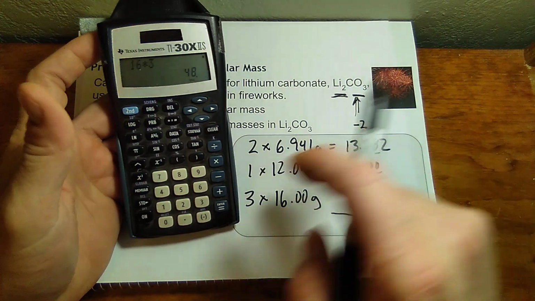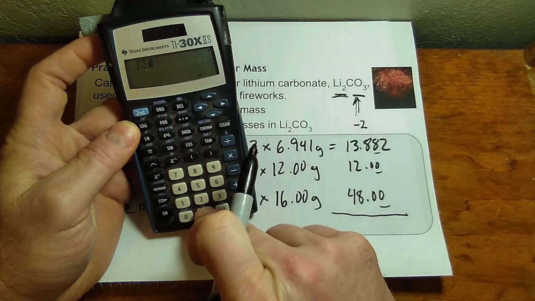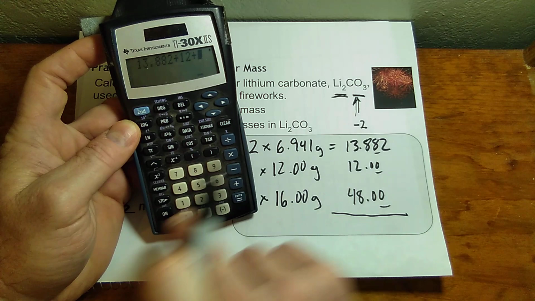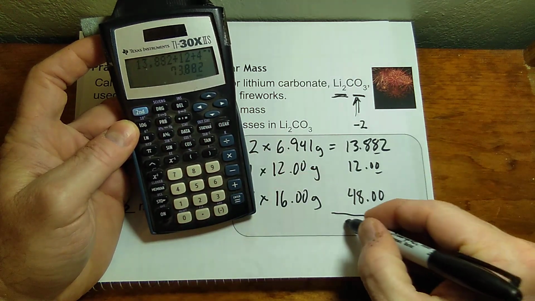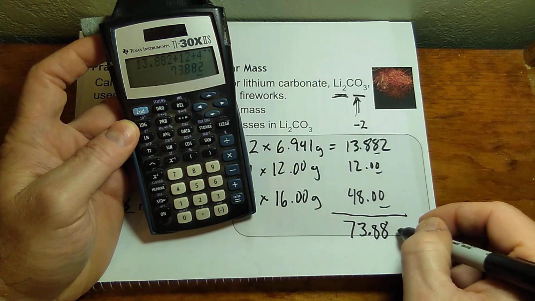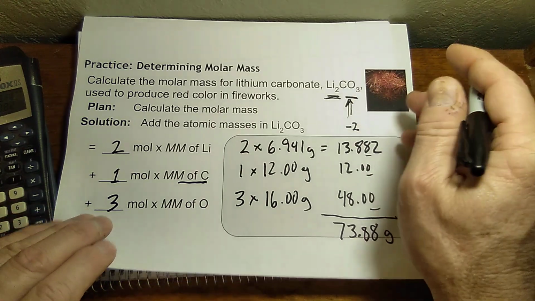You would get something around 70 or 80. Let's do that. So 13.882 plus our 12 plus our 48 equals 73.882, and I'll just leave it at 73.8 grams. So that's our molar mass of lithium carbonate.